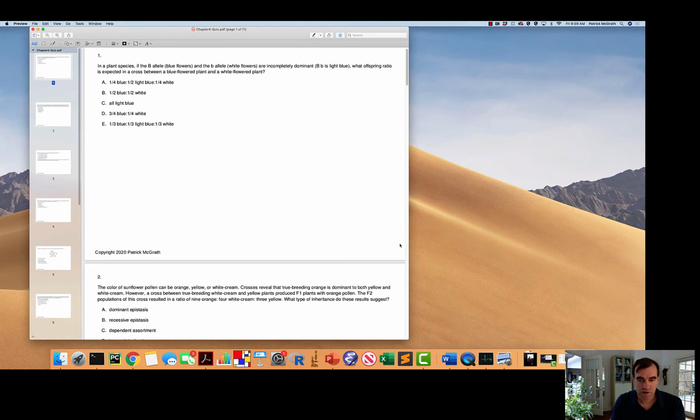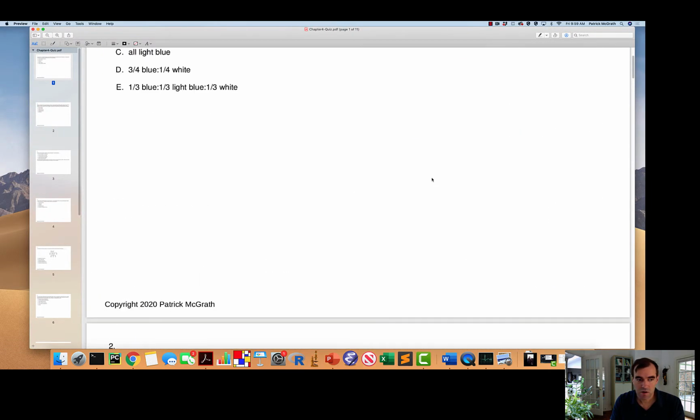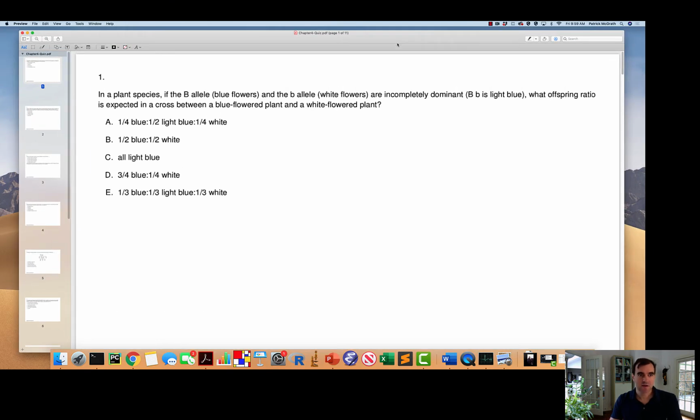All right, Chapter 4 quiz. In a plant species, if the B allele for blue flowers and the b allele for white flowers are incompletely dominant, so big B, little b is light blue, what offspring ratio is expected in a cross between blue flowered plants and white flowered plants?